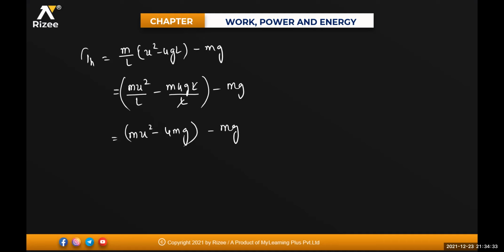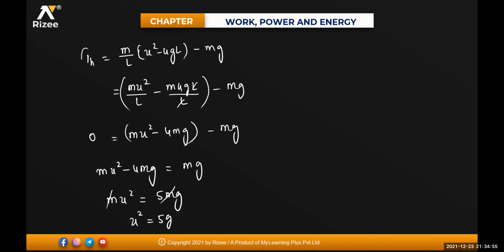Tension at the highest position, how much will we take? 0. So in this given condition I can write m into u square minus 4 into mg is equal to m into g. Taking it to the other side, m into u square is equal to 5 times m into g. M gets cancelled, so u square is equal to 5g.